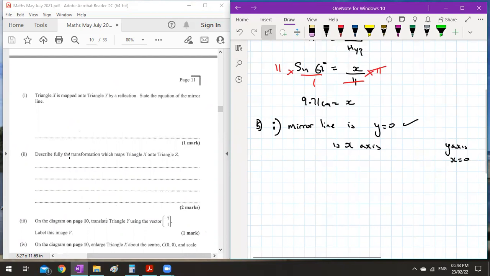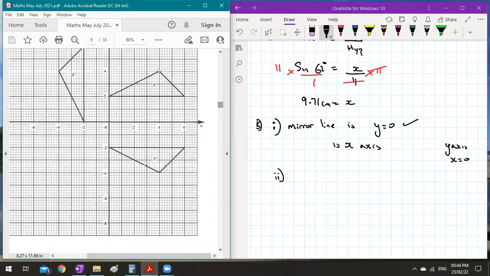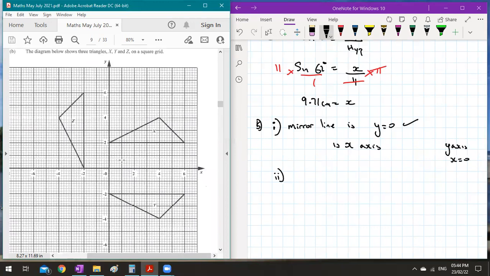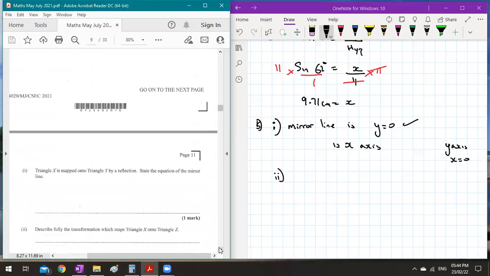Part 2, describe fully the transformation that maps triangle X onto triangle Z. So triangle X onto triangle Z. Now, if we watch it turn, it went from this sector into this sector, which is a 90 degrees rotation, right? And it's a 90 degrees rotation about the origin. So that's what we're going to write.